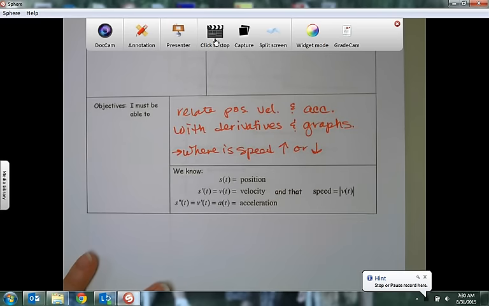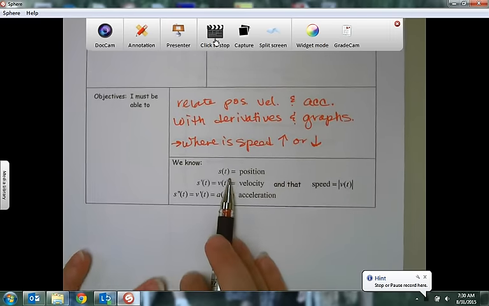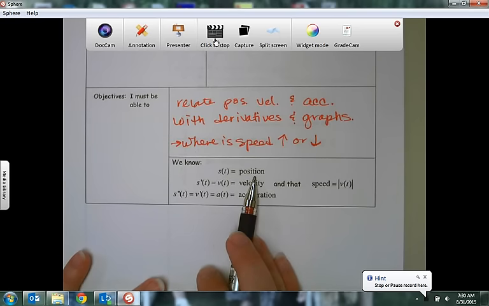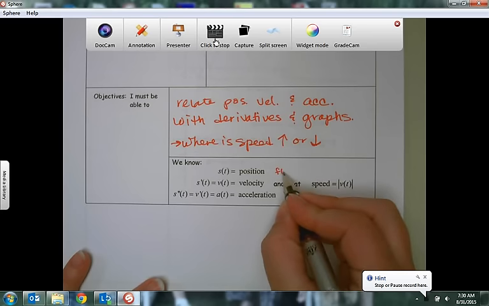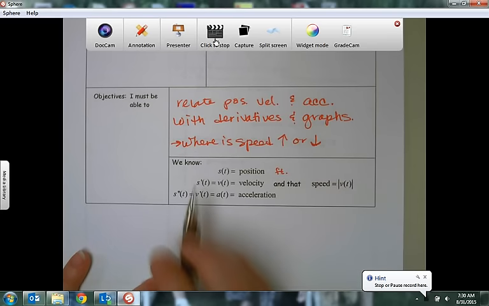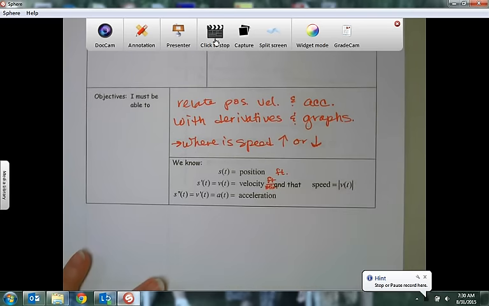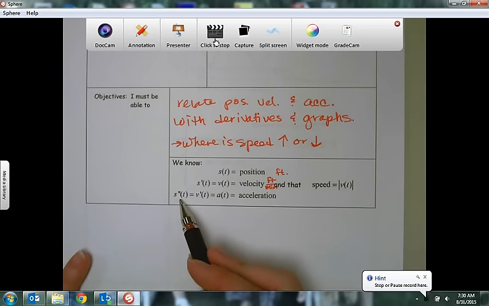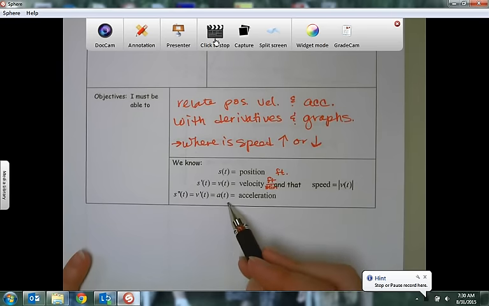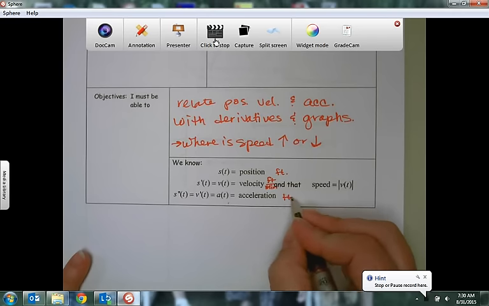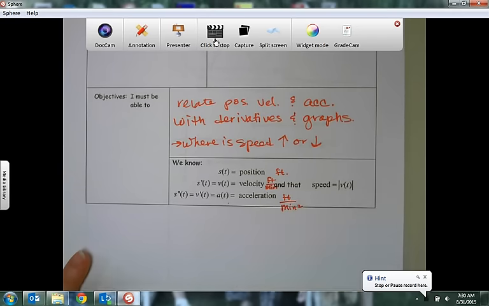And if you recall, we've already seen that if s of t is the position function, and again, we could label it in something like feet, s prime of t is the instantaneous velocity function, and that would be something like feet per minute. And if we took the absolute value of that, then that would be speed. And the second derivative of position, the first derivative of velocity, is the acceleration, and that would be something like feet per minute squared, so feet per minute per minute. So we've been seeing that already.